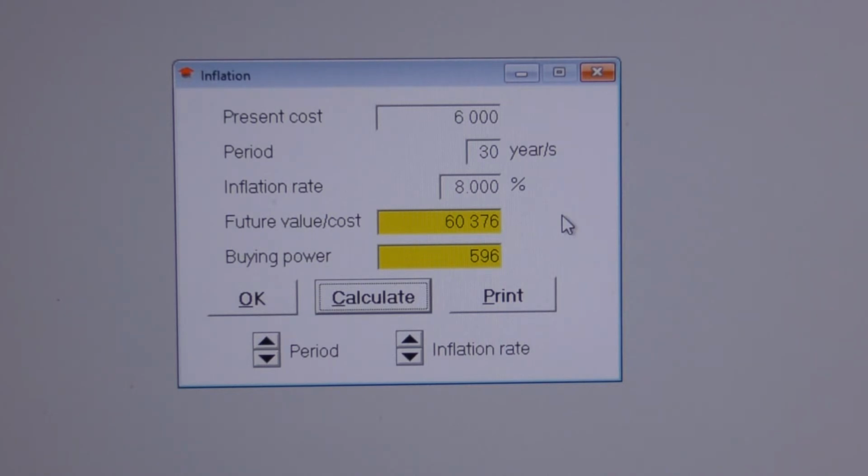The calculator also shows that if you put 6,000 Rand under your pillow today and took it out in 30 years' time, it would buy you something for 596 Rand. An item that cost 596 Rand 30 years ago would cost 6,000 Rand today. If we say that the inflation rate on food is more like 10%, then we can use the spin button to increase the rate and all the figures change.